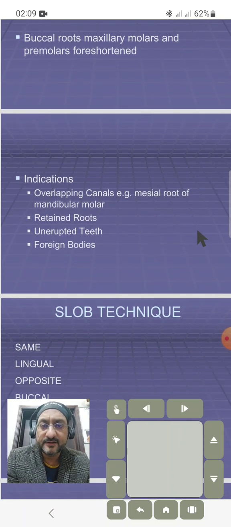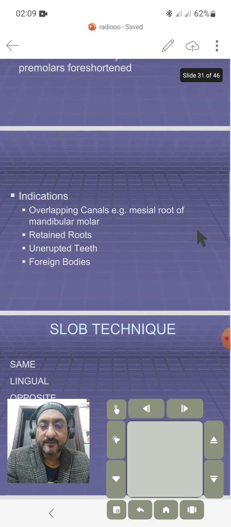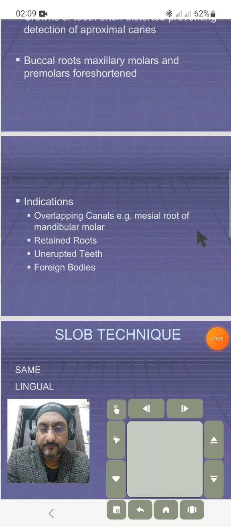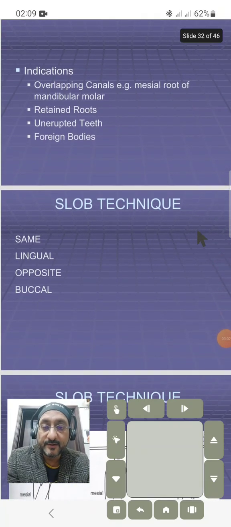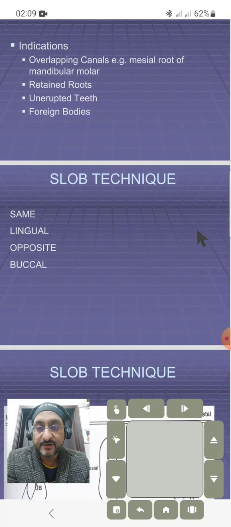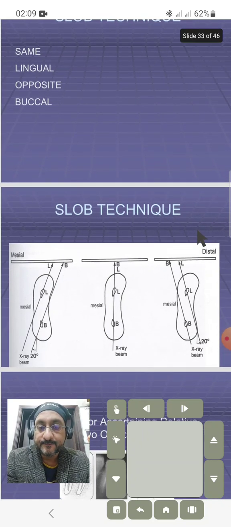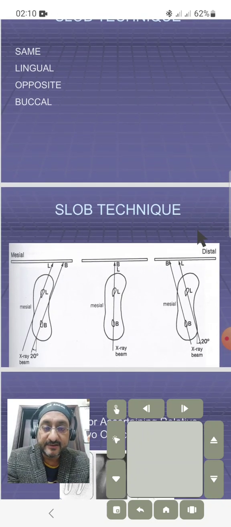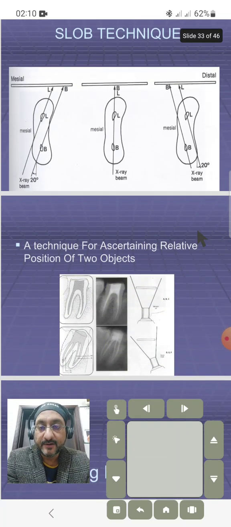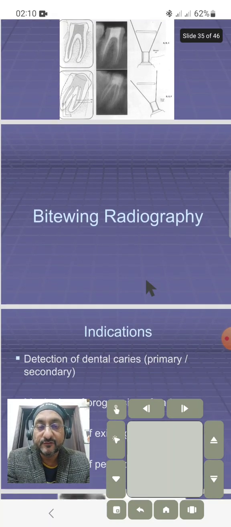The disadvantage of this method is that when you do a periapical radiograph, sometimes there's overlapping of the root canals when you are doing root canal treatment. So you are supposed to shift the tube 20 degrees either medially or distally to avoid the overlapping. You can see here it seems to be two canals, but when you move it either medially or distally, you can see the four canals.